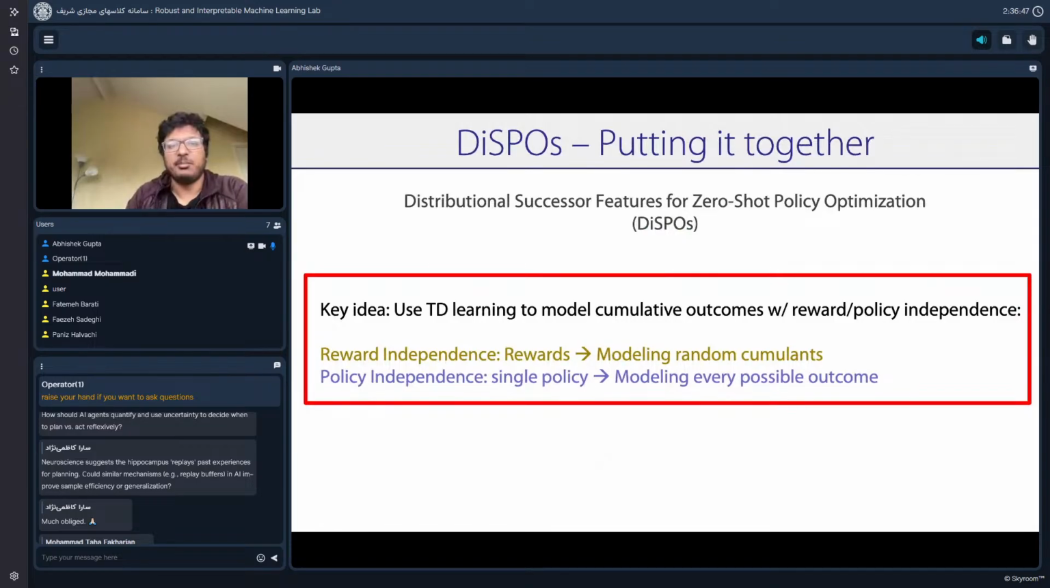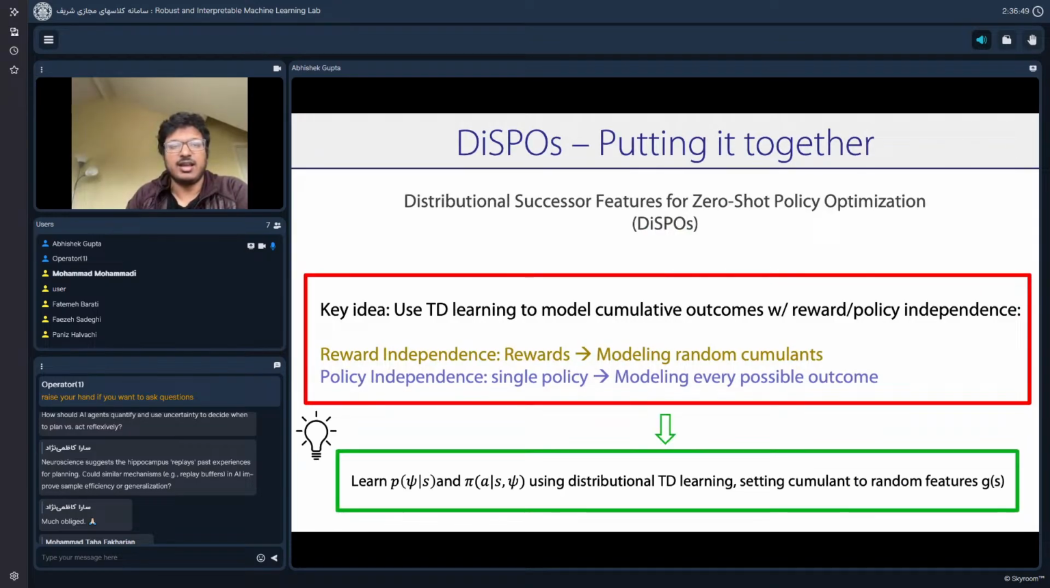And so the two key ideas here are that you get reward independence by... so you're trying to take a Q function, you're trying to remove dependence on reward and remove dependence on policy. You get reward independence by modeling random features, and you get policy independence by modeling the distribution over all possible outcomes, like all possible things in the world. You try to model all of them, right? And you can train this thing with TD learning, and so on. But that's your new world model.